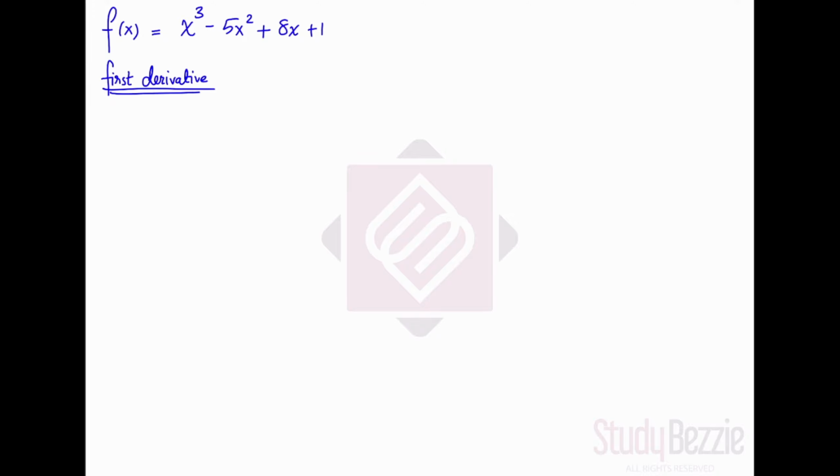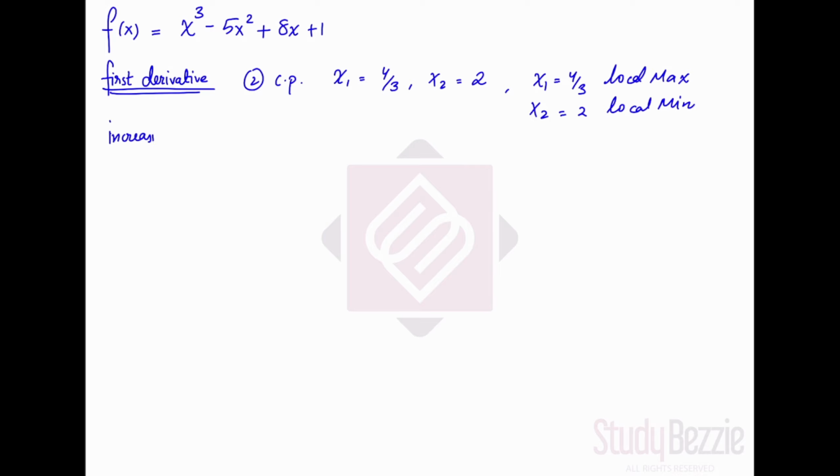From the first derivative, the information we got was that there are two critical points, where x1 is 4/3 and x2 is 2. We know x1 equals 4/3 is a local max, and x2 equals 2 is a local min. And when we know this, we can give the intervals where it's increasing. The intervals of increase were -infinity to 4/3, and a union.